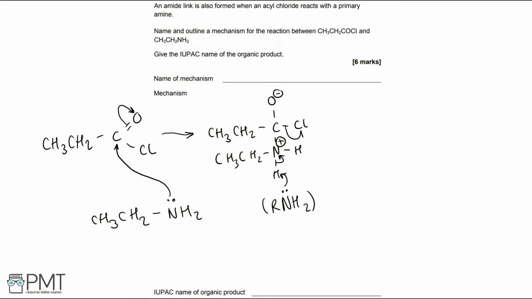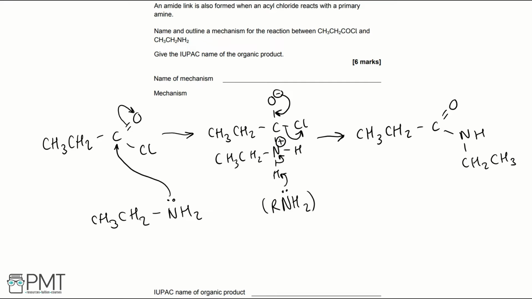The chlorine will be kicked off when the negative reforms its double bond with the oxygen, and this is going to produce our amide link, which will be CH3CH2C double bond O, NH, and then CH2CH3. So this is our mechanism.